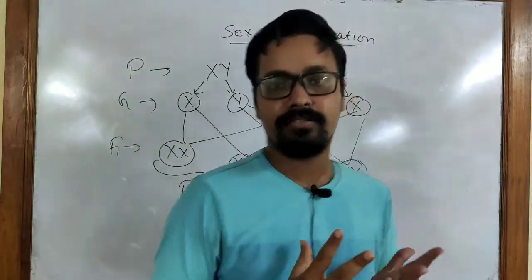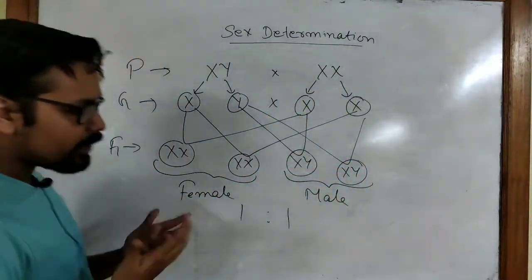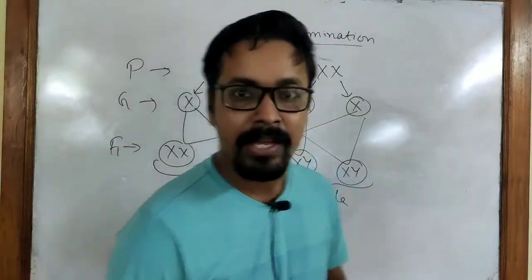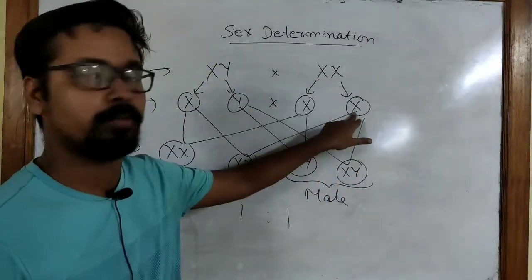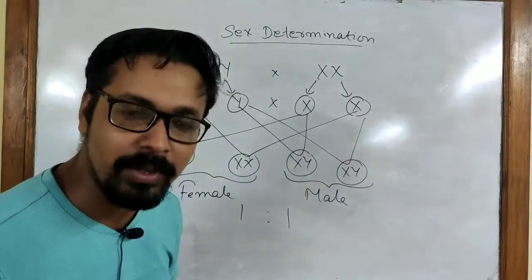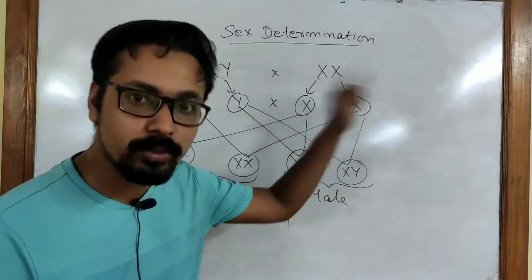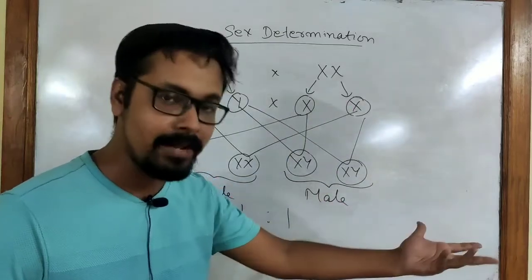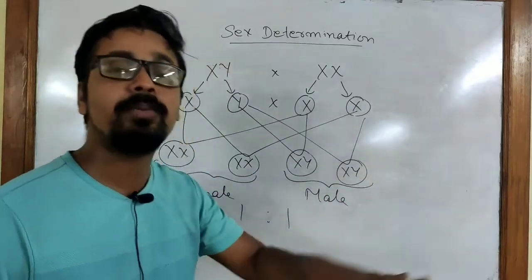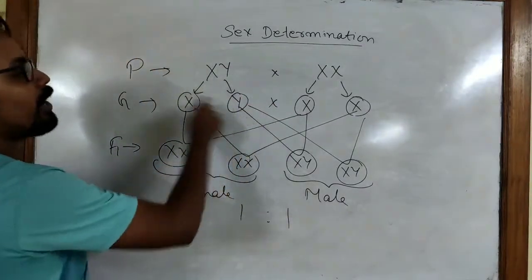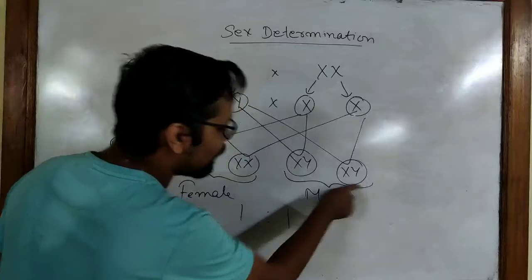So what do we understand from this? What we understand is that whether an organism is going to be male or female depends on the father, not the mother. Because a mother will always give an X chromosome. Mother can never give a Y chromosome. And what determines an organism to be male or female is the Y chromosome. If the Y chromosome is present, it will be a male. If the Y chromosome is absent, it will be a female. So the father is the only one who can give the Y chromosome, and the father alone causes a male organism.